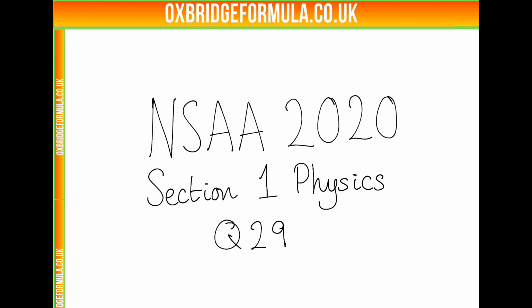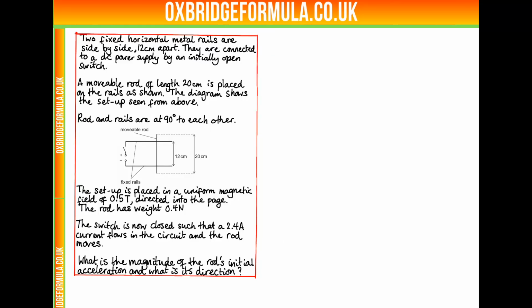This question is taken from the NSAA 2020 Section 1 paper, and it's question 29 of the Physics subsection. The question reads: two fixed horizontal metal rails are side by side 12 centimeters apart. They are connected to a DC power supply by an initially open switch. A movable rod of length 20 centimeters is placed on the rails as shown.